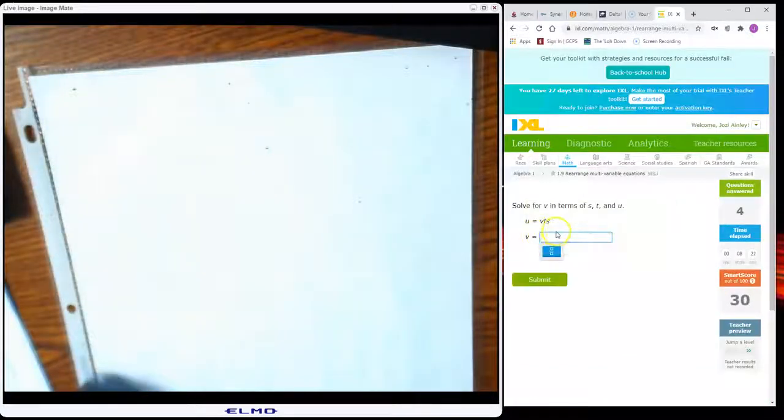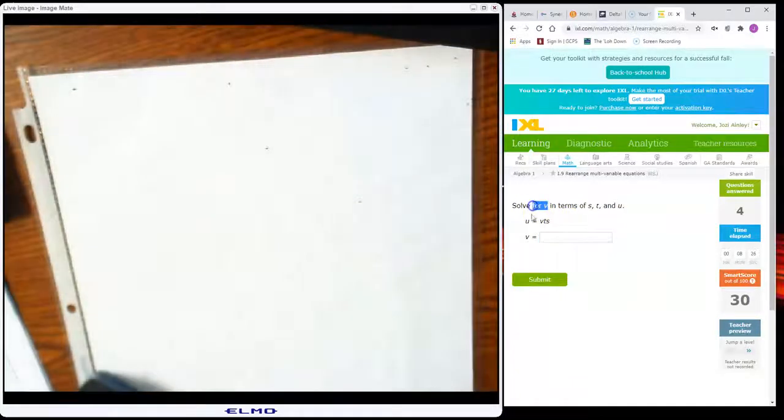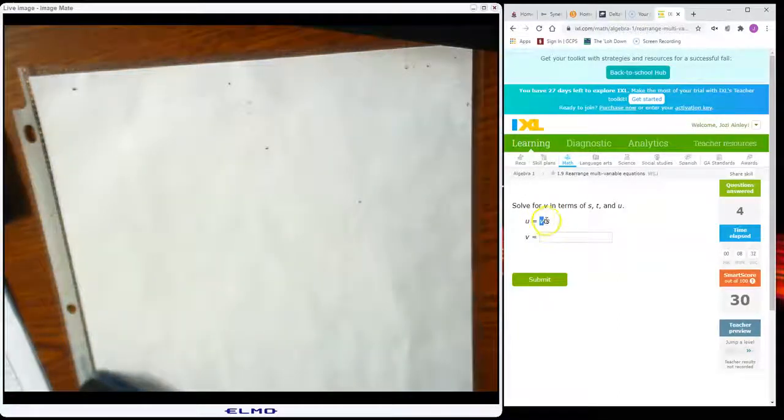Okay, so I want to talk through the ones that we don't need to write down. This is just like the first one we did. Solve for v, so I need v on its own. So this is v. What's bothering v? T and s. What's the operation between v and t and s? Multiplication. So t and s cross the river. They're going to change from multiplication to division. So it's going to be u over ts.